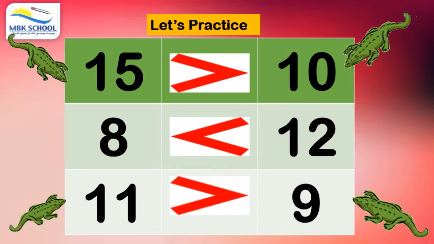Did you understand, my dear students? Remember in your mind, the hungry crocodile, they always eat the bigger numbers. So always the opening of his mouth always goes to the greater number. Is it clear? Did you understand? I hope so.